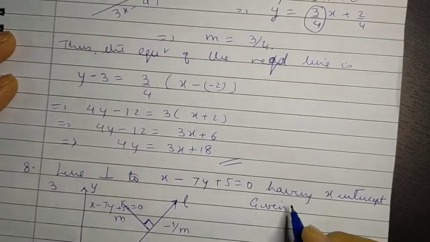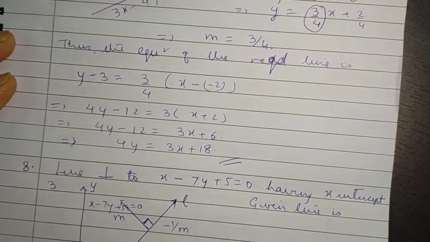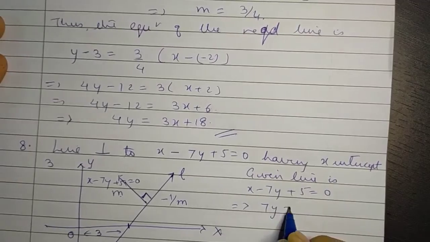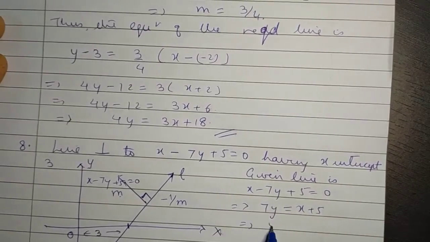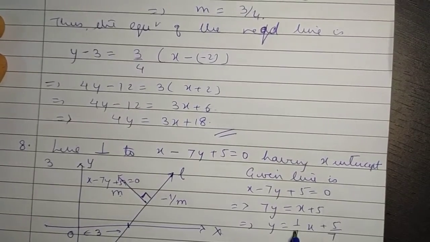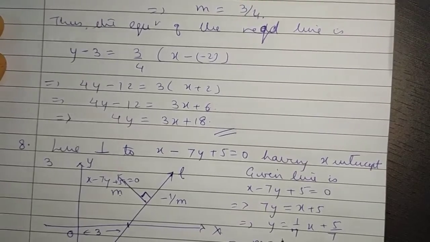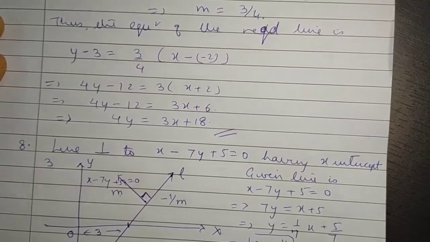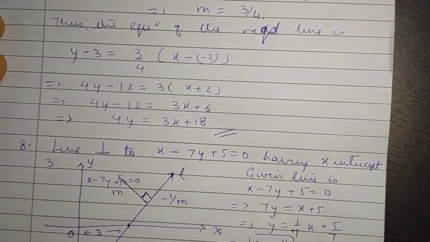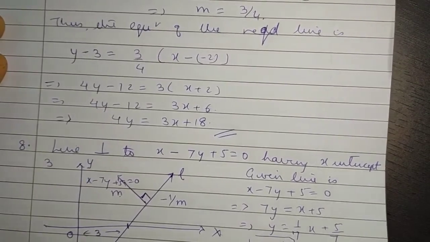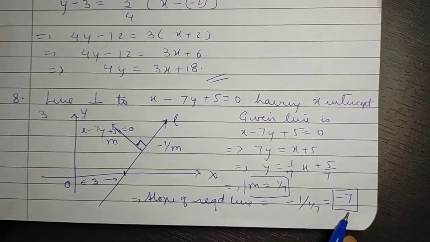So the given line is x minus 7y plus 5 equal to 0, which on solving gives us 7y is equal to x plus 5, or y is equal to 1 upon 7 x plus 5 upon 7, and therefore the slope of the line is 1 by 7. This gives us the slope of the required line equal to minus 1 upon 1 by 7, which is minus 7. So this is the slope which we have got.